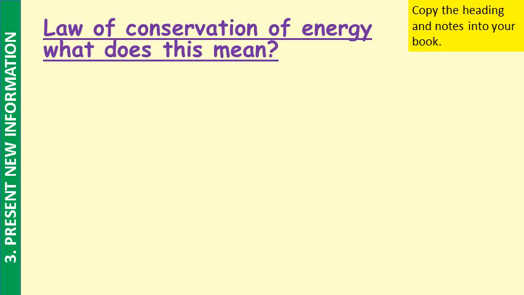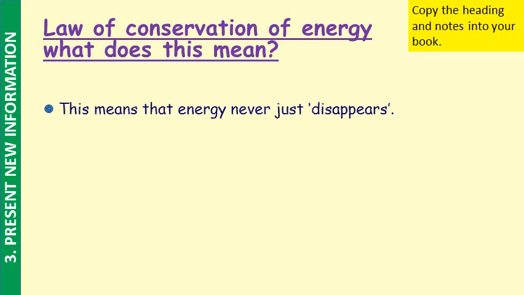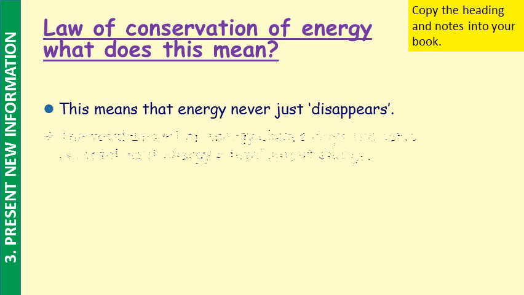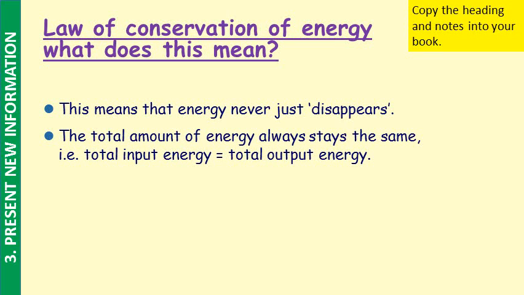Let's have a look now in more detail about this law of conservation of energy and what exactly it means. So it basically means that energy doesn't disappear. It's got to go somewhere. And when you're studying a system, so heating up some water, the energy that is put into the system, the input energy, equals the energy at the end, the output energy.